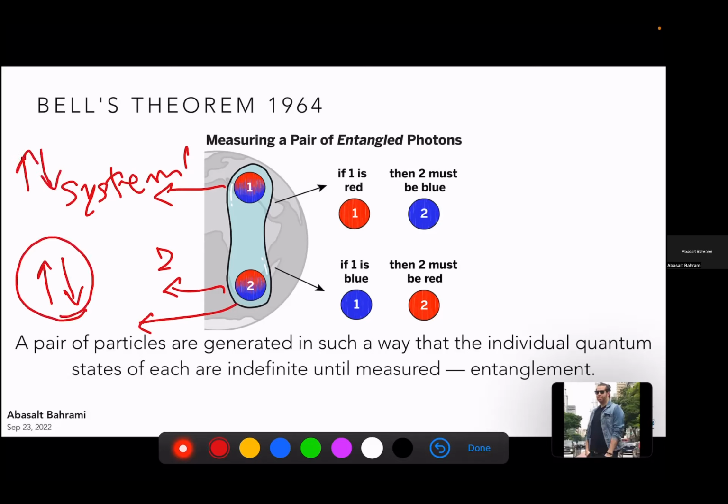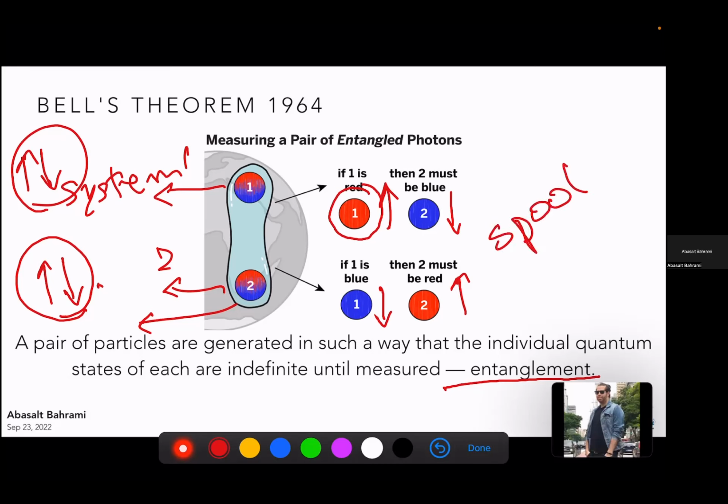So now the thing is, as soon as I measure one of them, I know the spin of the other one. If I notice that the first one is, let's call it, spin up, then simultaneously I know that the other one is spin down, or vice versa. If I know this is spin down, the other one will be spin up. This concept is called entanglement, and it's actually very crazy. There are several experiments. Einstein also called this a spooky action because it's very difficult to understand. So what does it mean?